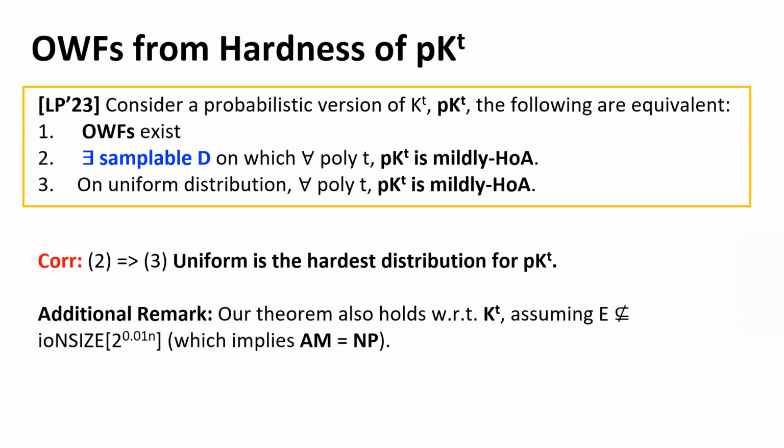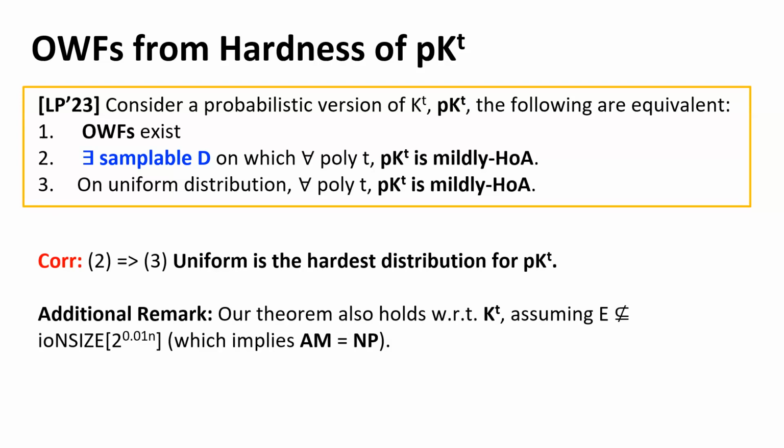There's more happening there. If we look at the implication that 2 implies 3, which basically says that if there is some distribution under which this problem is hard, then it is hard over the uniform distribution. This is an intriguing statement of this problem: we get that uniform is the hardest distribution.